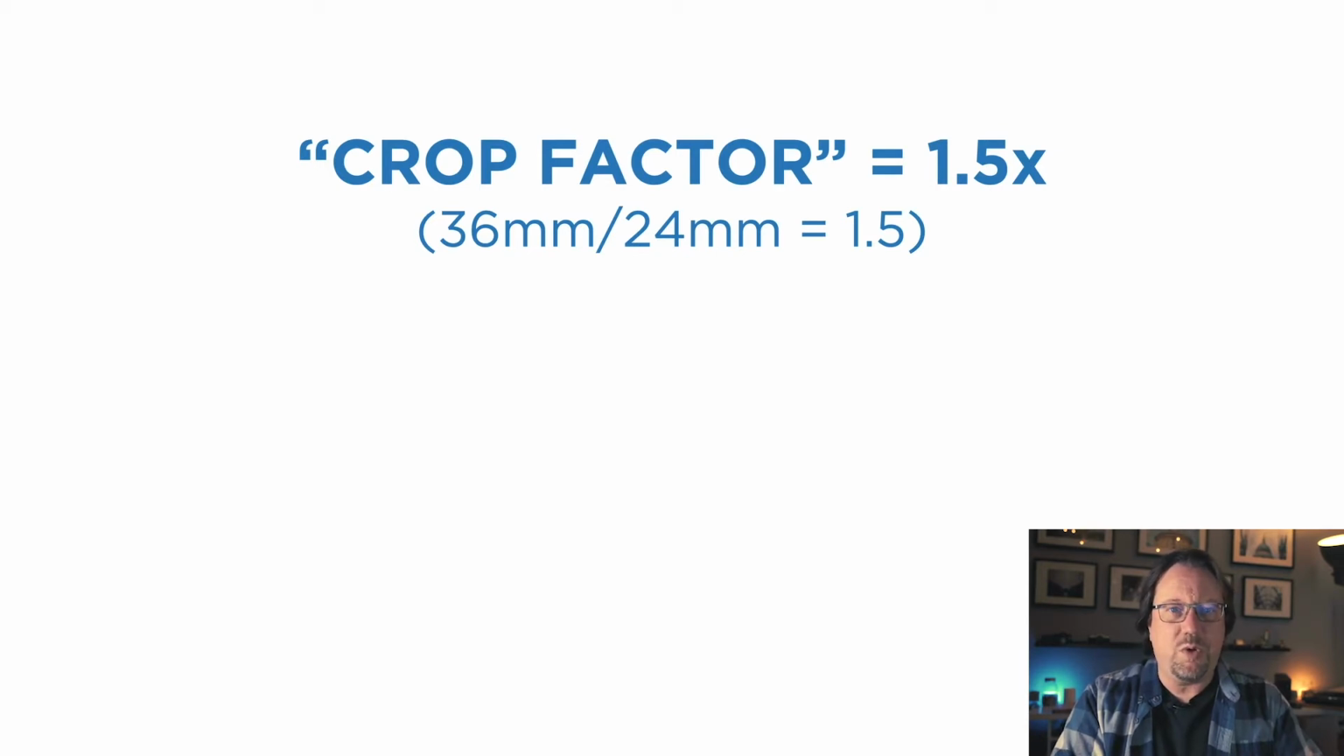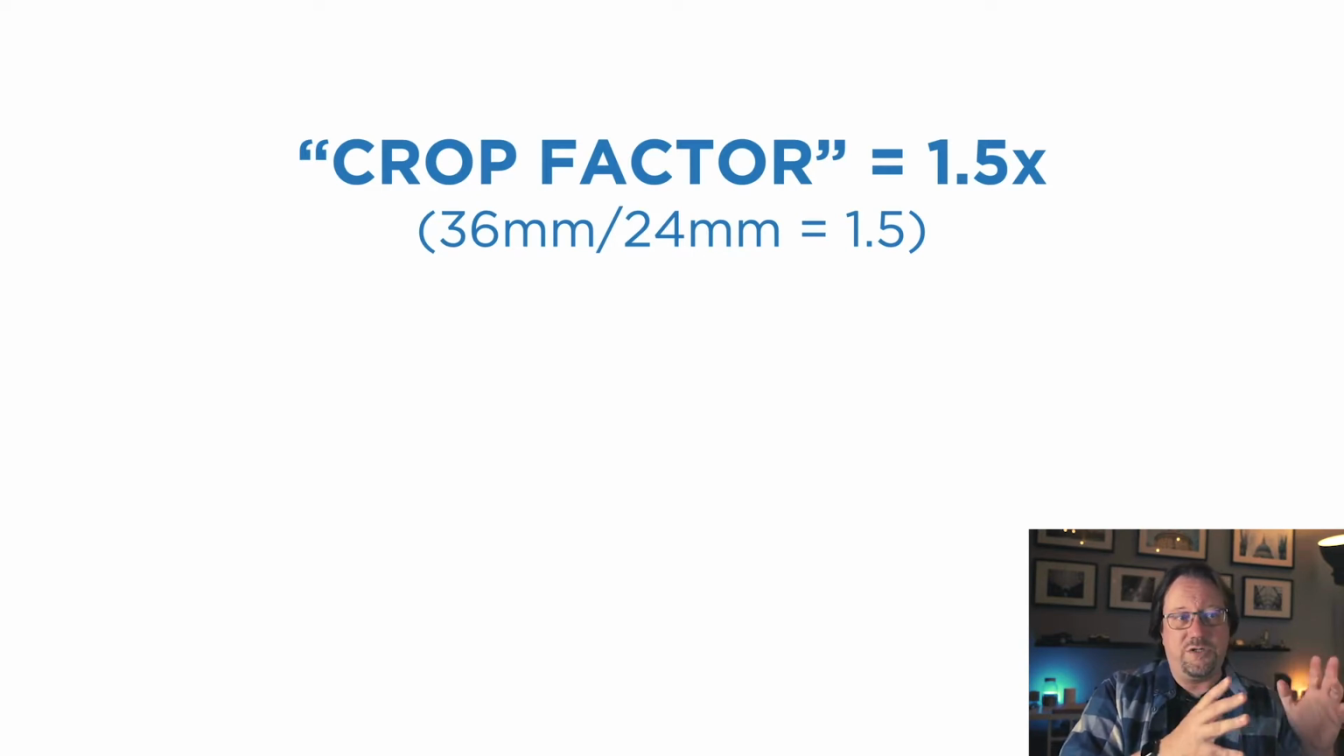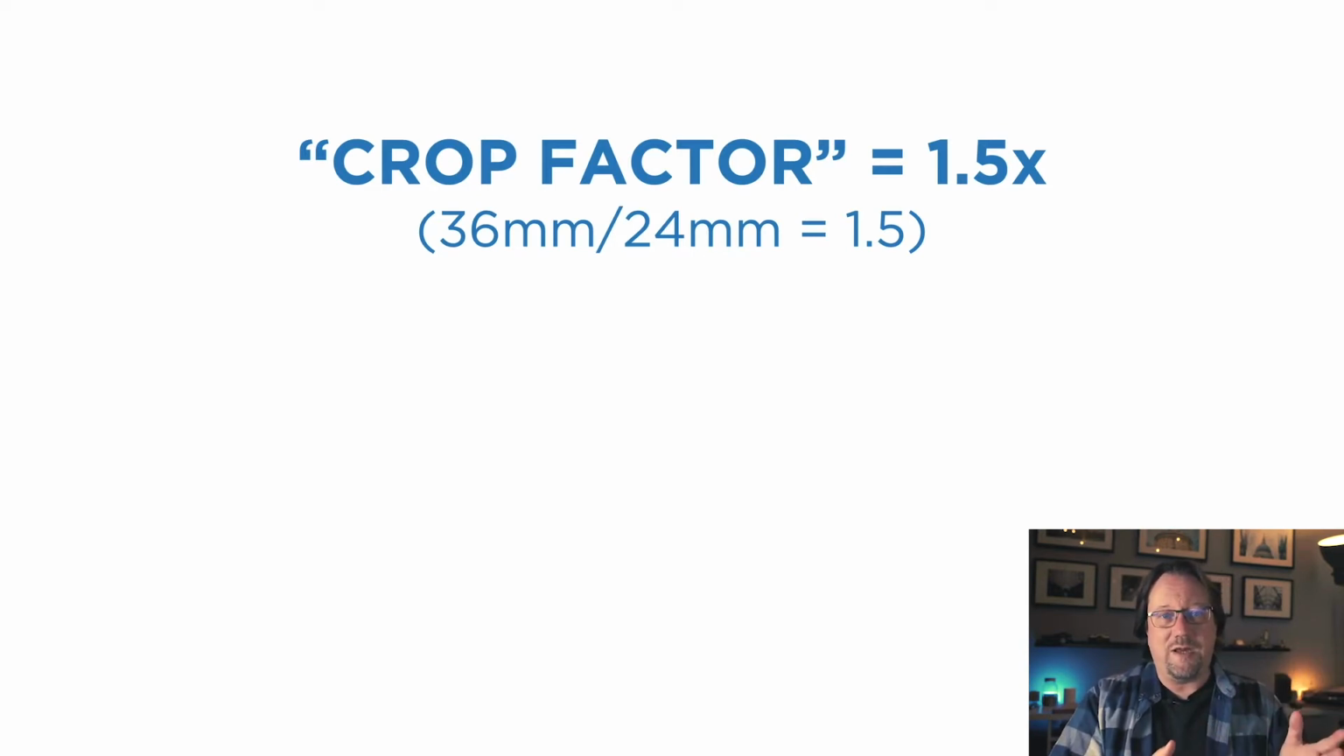And the crop factor is 1.5 because when you divide the width of the smaller sensor into the larger sensor, you get 1.5 times. To get from the small one to the big one, you have to multiply by 1.5. So it's 50% smaller. Here's what that means and why they call it a crop.